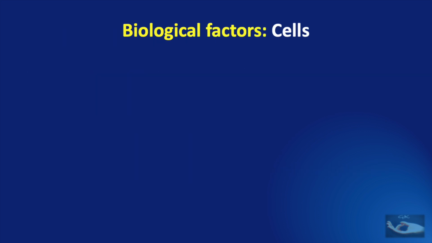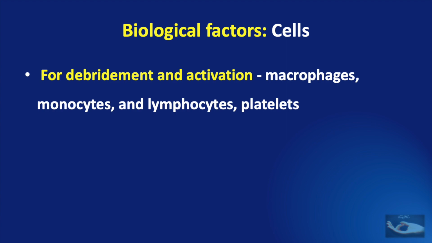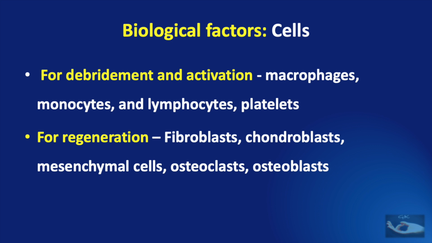The cells involved in the indirect bone healing process are of two types. Those cells that are important for debridement and activation, that is the macrophages, monocytes, and lymphocytes and platelets, and those important for regeneration, the fibroblasts, chondroblasts, mesenchymal cells, osteoclasts and the osteoblasts.